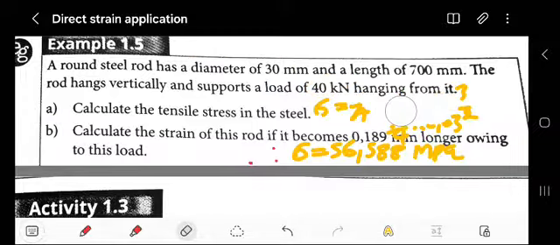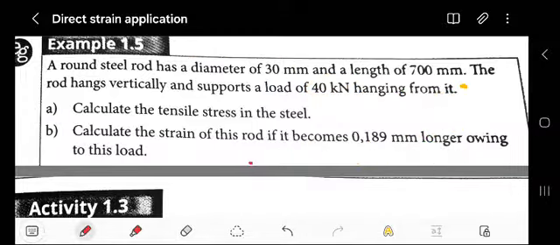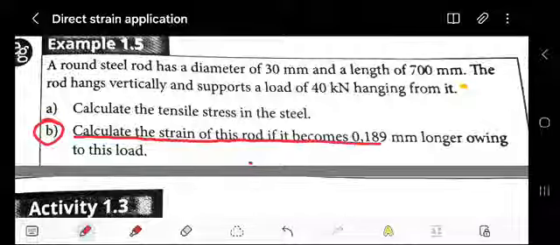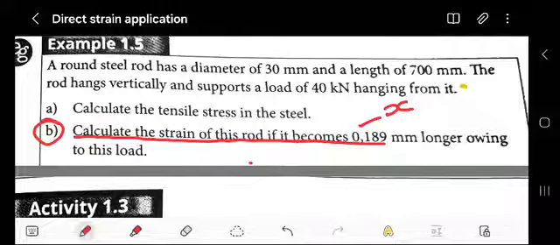So that is our answer there, as you can see. We are done with that. That is how you go about it. Then B, calculate the strain of the rod if it becomes longer by that amount. This is simply the change, because becomes means it's a change. You cannot become if you don't change. You must remain there. You cannot become blue while you are black. That means you have changed. That means it's the change. So we have that change there.